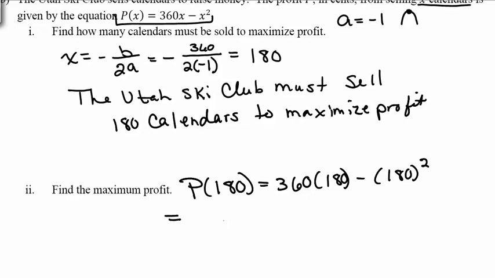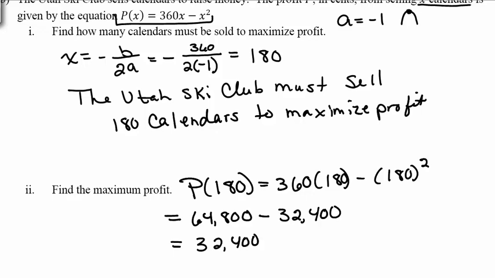All right, so what do we get here? 360 times 180 gives us 64,800, minus 180 squared. That gives us 32,400. And so when we subtract, we get 32,400.